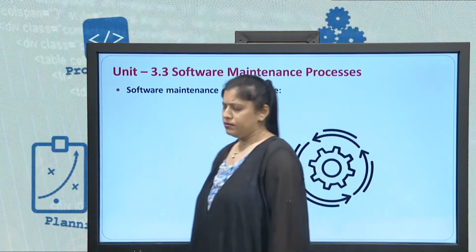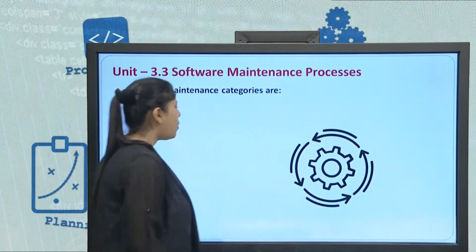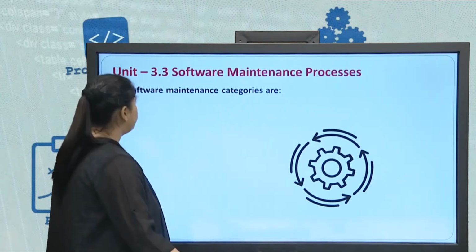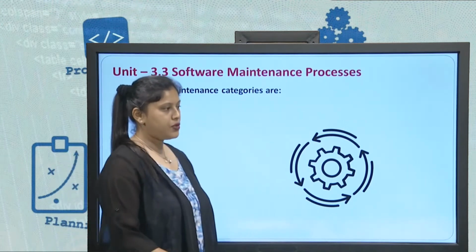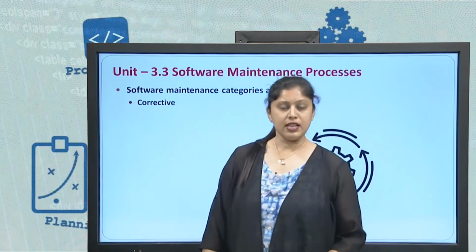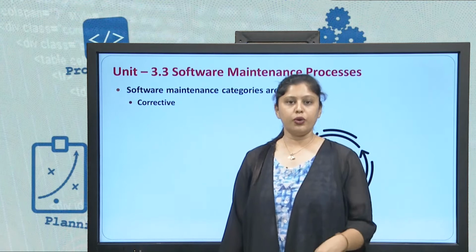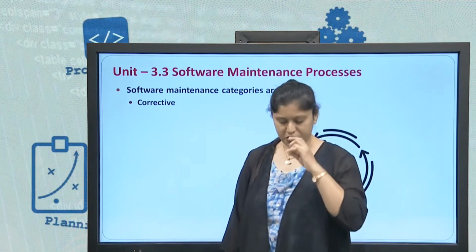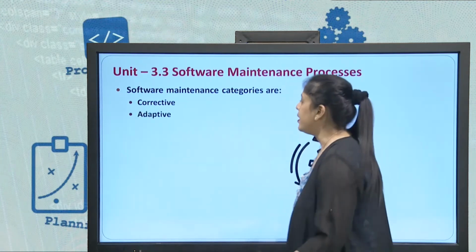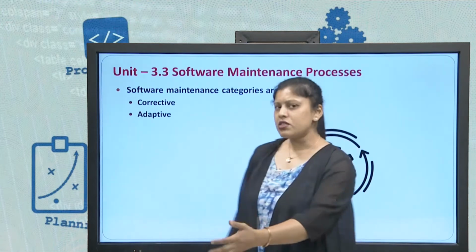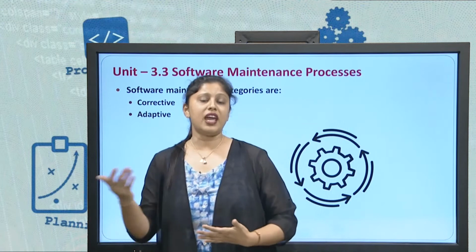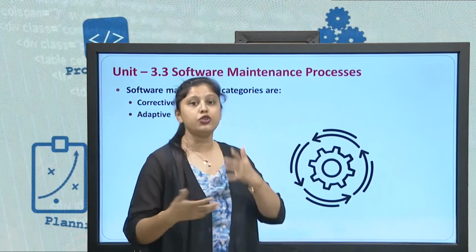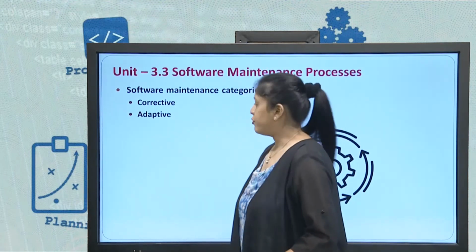Okay. Software maintenance categories: what are the categories of software maintenance? First, corrective. Whatever software maintenance I am doing should be very, very correct. Then adaptive: any changes that come into my software should be handled automatically. I should be adaptive to any new changes that come into my software.